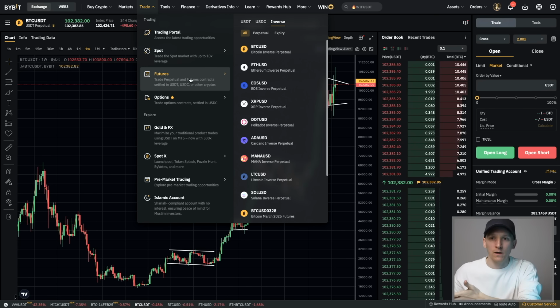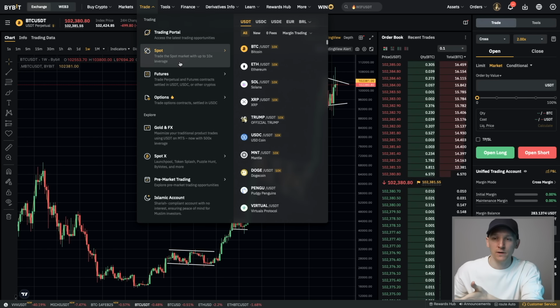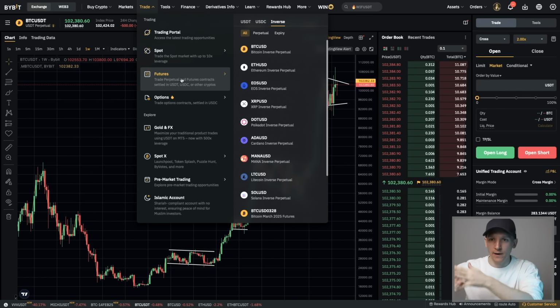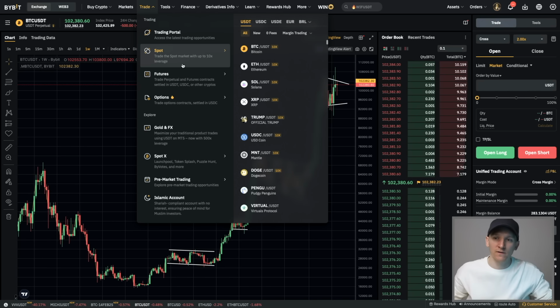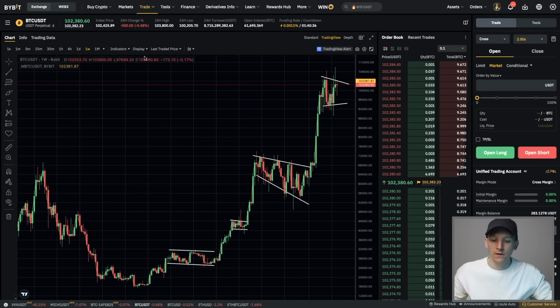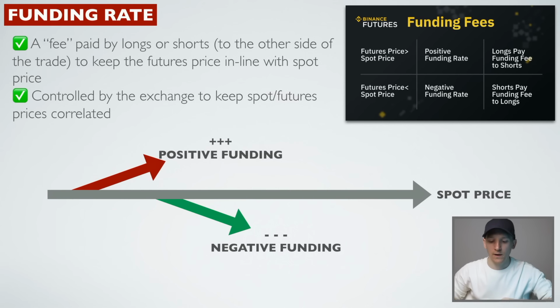But this is a different market that's open to its own supply and demand characteristics, which means the price can change in relation to the underlying. So how does the exchange, and how do all exchanges, keep this contract the same price as the underlying spot pair? Well, they do that via funding. Funding is a fee that is paid by one side of the order book to the other to make sure that you incentivize the order book to stay at the same price as the underlying spot pair. So here's what happens. It's a fee paid by either longs or shorts to keep the futures price in line with the spot price. And it's controlled by the exchange to keep spot and futures correlated.